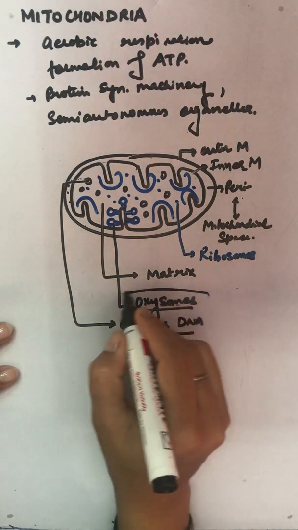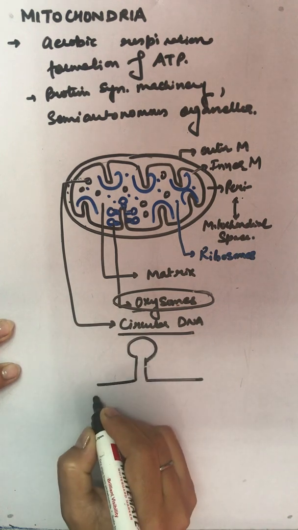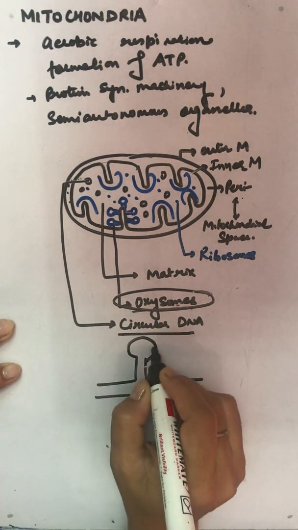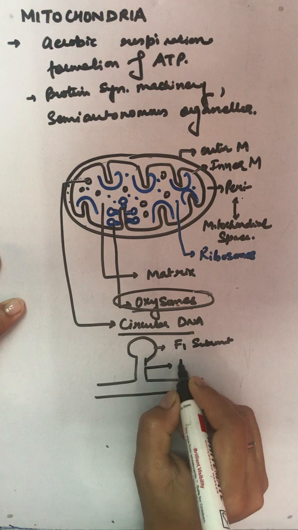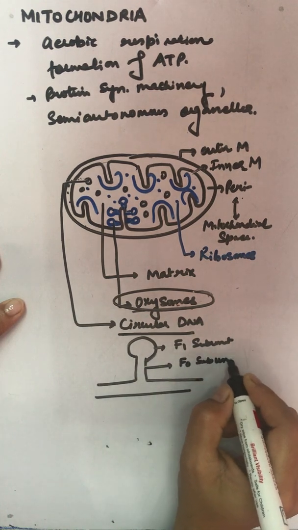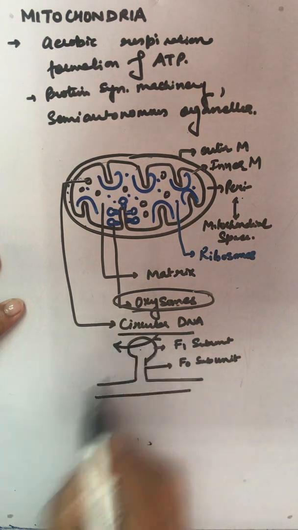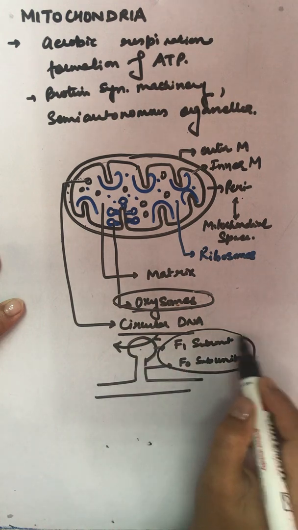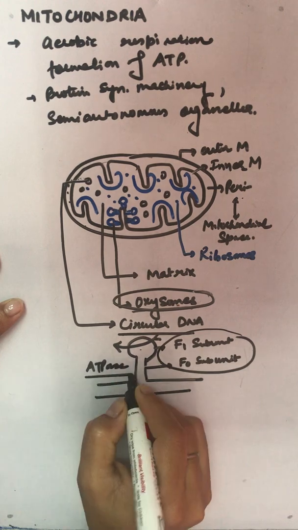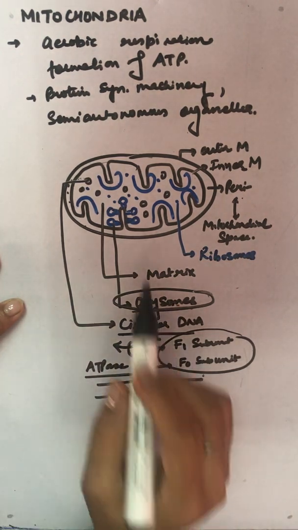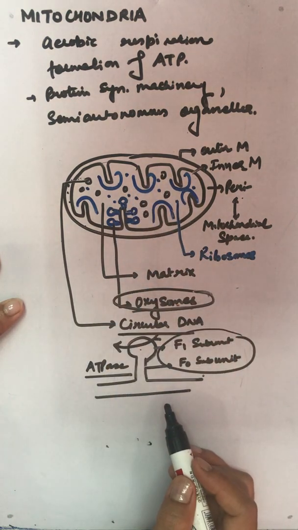And oxysomes, they are the ones which are attached to the membrane like this. This is F1 subunit. This is F0 subunit. And formation of ATP takes place here in this F0 F1 subunit with the help of enzyme ATPase. These oxysomes, which are located on the inner side of the mitochondrial membrane, help in the synthesis as well as storage of ATP.